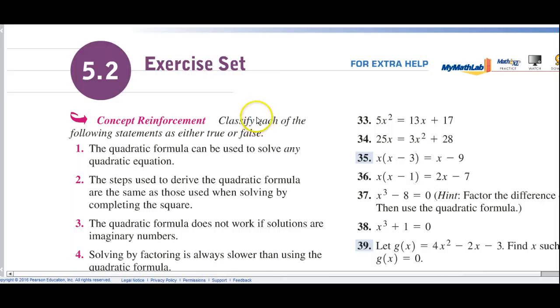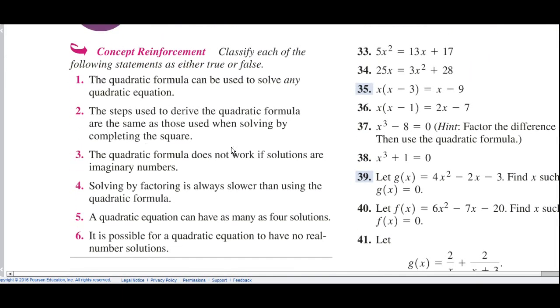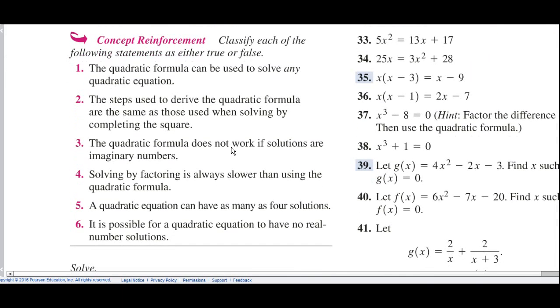In Section 2 of Module 5, we'll take a look at these statements, 1 through 6, and we want to determine if they are true or false and be able to defend your answer. I think we'll assign this to everyone.